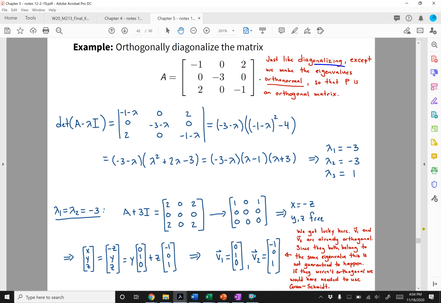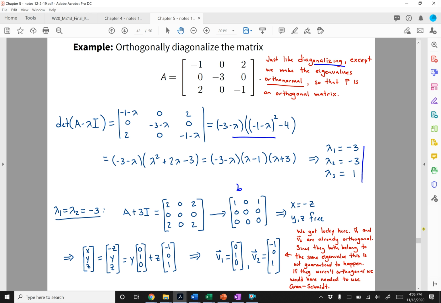So here we've got a matrix. Let's calculate the eigenvalues. So we subtract lambda off the diagonal, find the characteristic polynomial, factor it down, and we get these 3 eigenvalues. We've got a multiplicity here, so we're going to have to be careful. With lambda equals -3, we subtract the -3 from the diagonal.